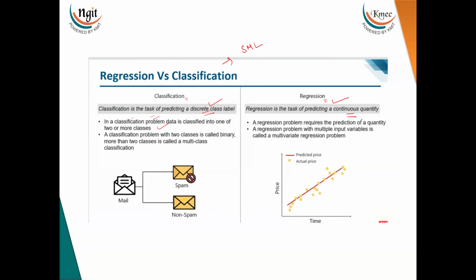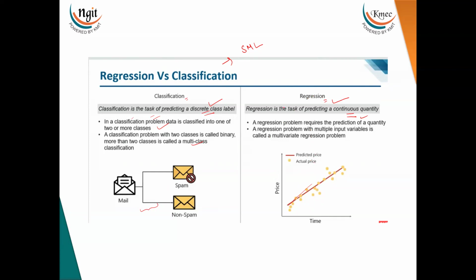And a regression problem requires a prediction. If you want to find out a quantity, then we are going to use regression. And classification can be binary or multi-class. The representation will be something like this for classification. And whenever we see regression, we simply see an x-axis, y-axis, and a straight line. On that, we see the data points. So this regression line represents the predicted price and these data points represent the actual price.